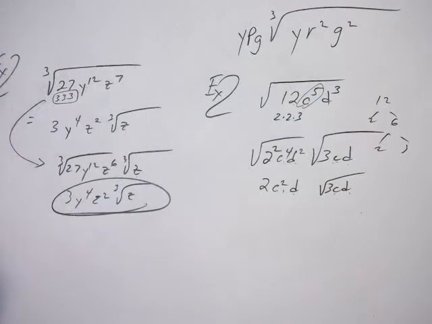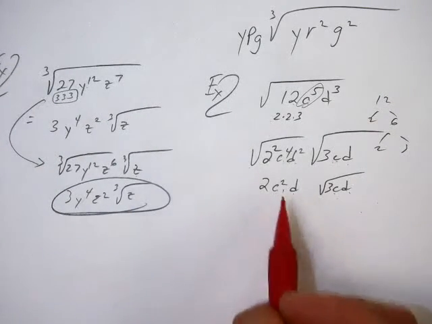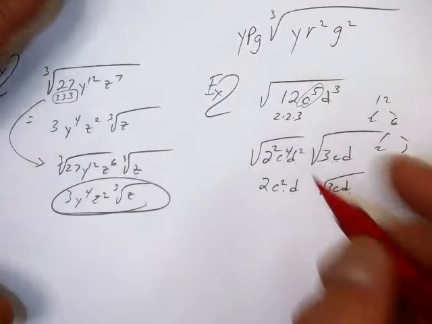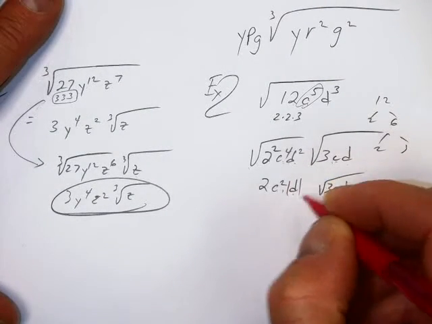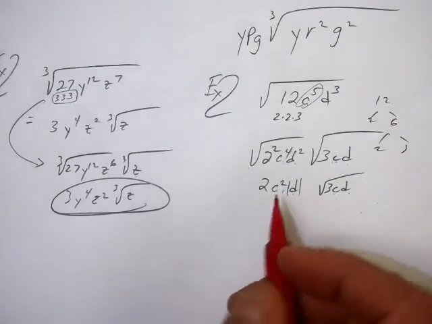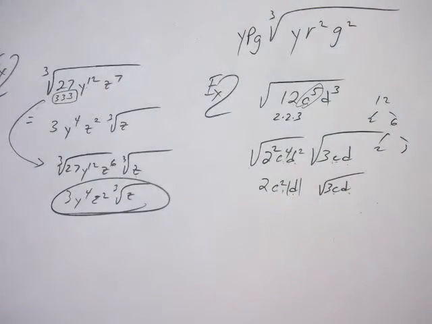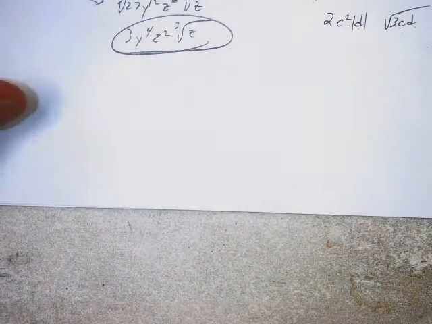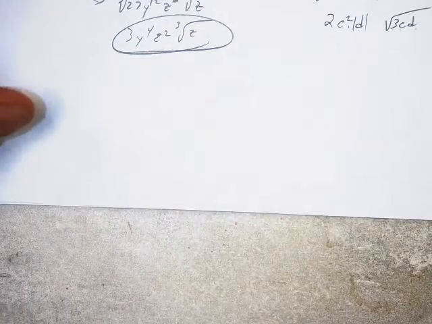Now, for those of you guys that are higher level thinkers, what needs an absolute value around it? Now, my 2 started out positive, so it's going to finish positive. Does my C squared need an absolute value? No, because it's squared. Okay? But I'm not going to grade you on that with quizzes. It's just kind of a little challenge for you.